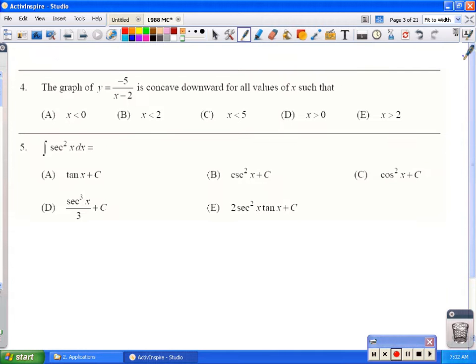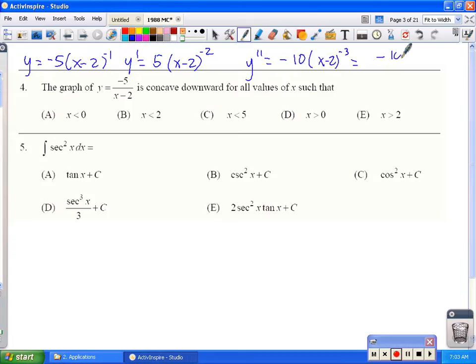Problem number 4, they give us an original function, and they want to know when the graph is concave downward, so we need the second derivative. Now I'm going to rewrite this as negative 5 times x minus 2 to the negative 1 power, and when I find the first derivative, I'm going to use the chain rule. I'll get positive 5 times x minus 2 to the negative 2, technically times 1, because the derivative of the inside is 1. Second derivative, I'm going to use the chain rule again, and I'll get negative 10 times x minus 2 to the negative 3, which is the same thing as negative 10 over x minus 2 to the positive 3.